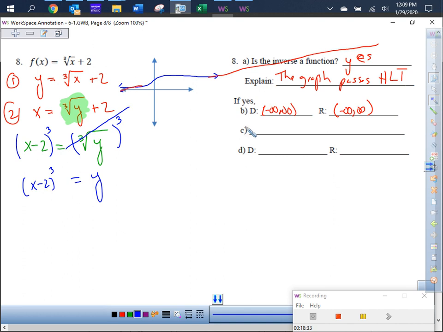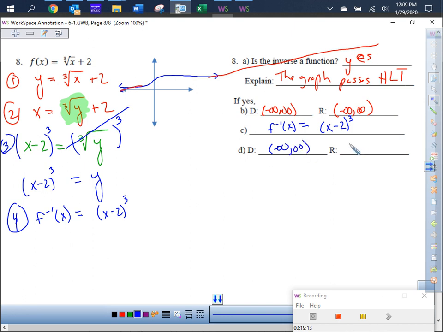So that was step 3. Step 4: f inverse of x equals the quantity of x minus 2 cubed. So f inverse of x equals the quantity of x minus 2 cubed. And then pull the switch.